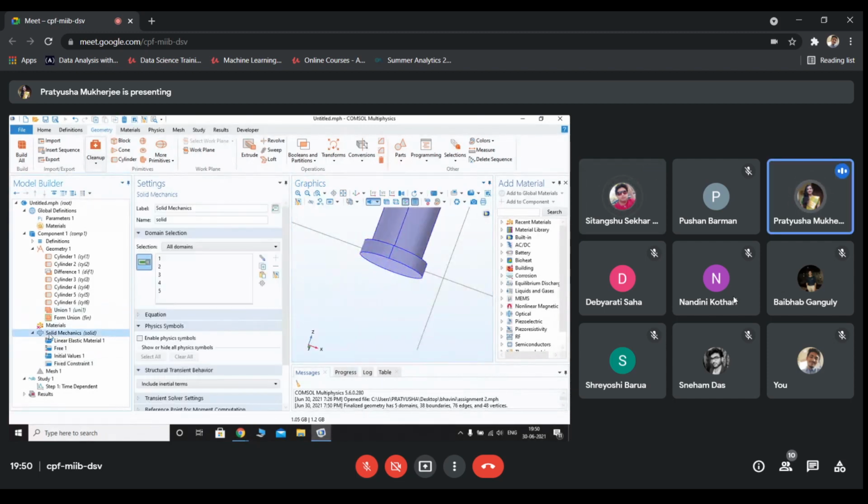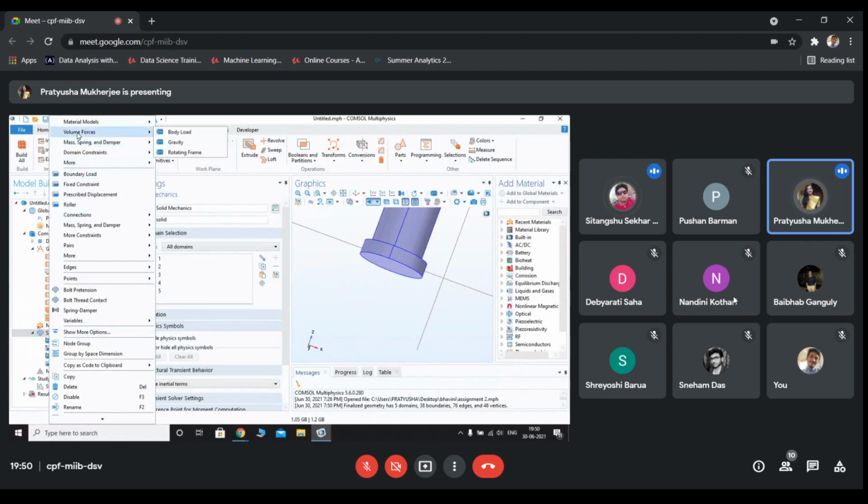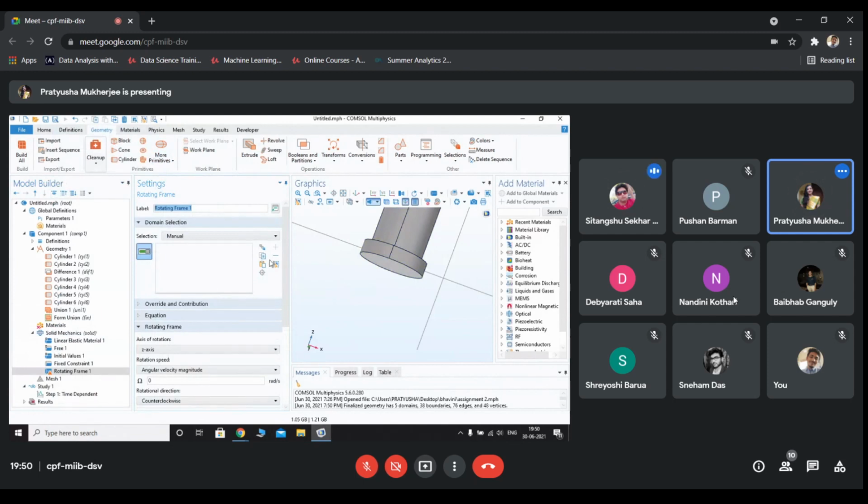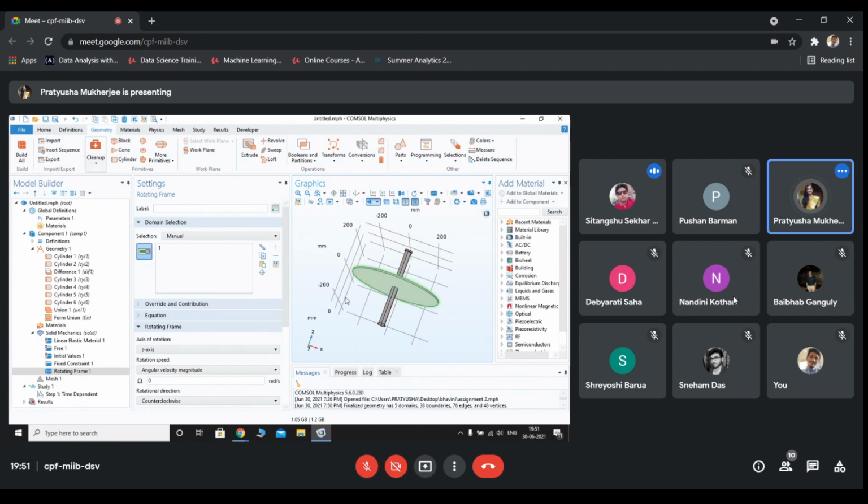Then again go to solid mechanics, add volume forces and then rotating frame. Rotating frame RPM will be 1. No, first you select the disk. Oh, yes, sir. Select the disk. Then add 1000 RPM.